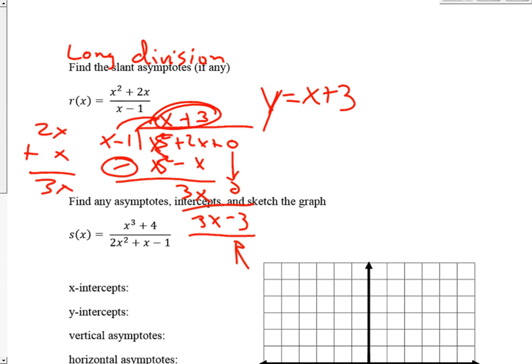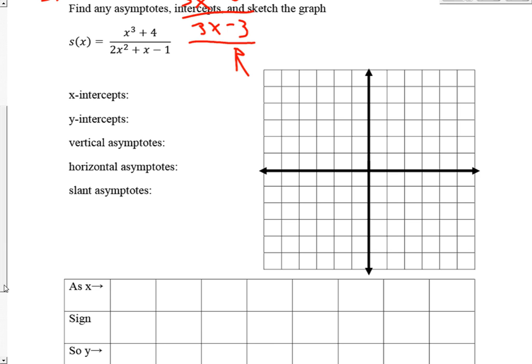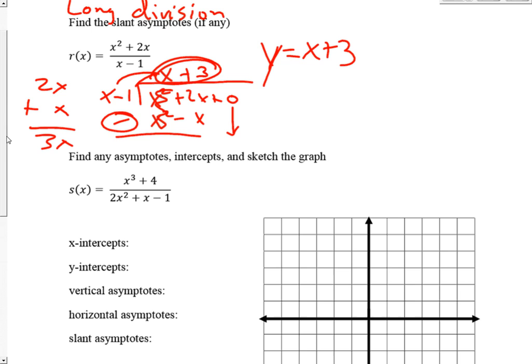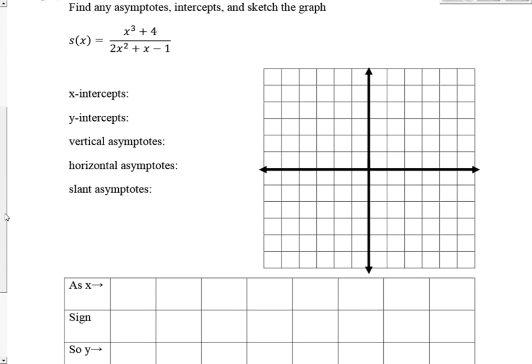Long division. In this case, we could have used synthetic division because of the type of binomial down there. The leading coefficient is 1. It is linear. So yes, you could do synthetic division. Down here for the next problem, we can't. We have to do long division. So let's look down here and work through this problem. Yes, y equals x plus 3. Now we'll show what to do for a slant asymptote here.